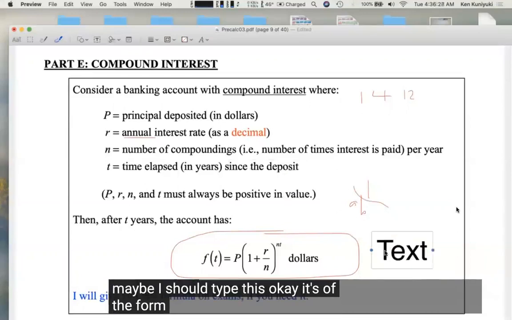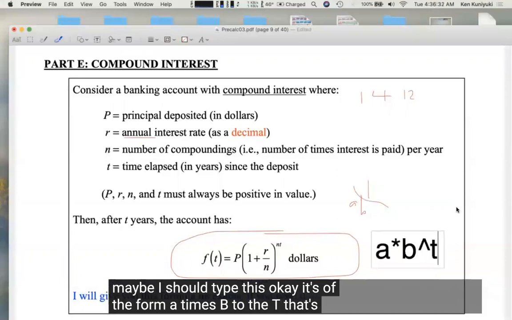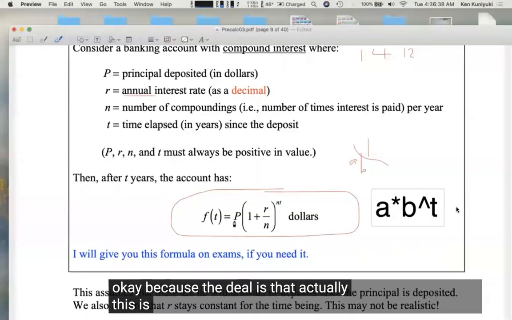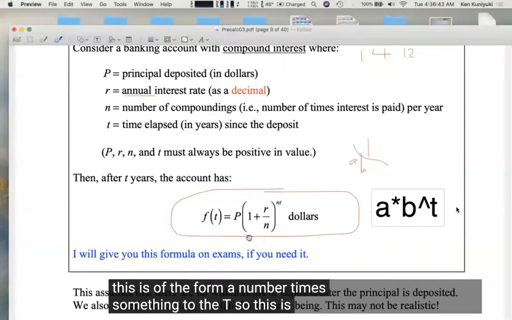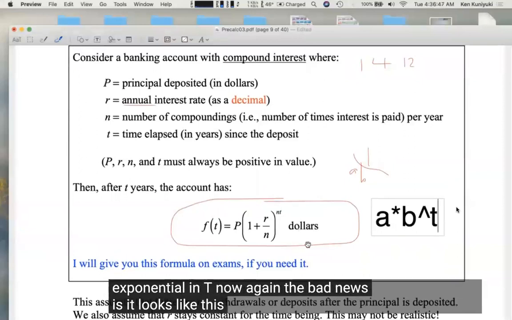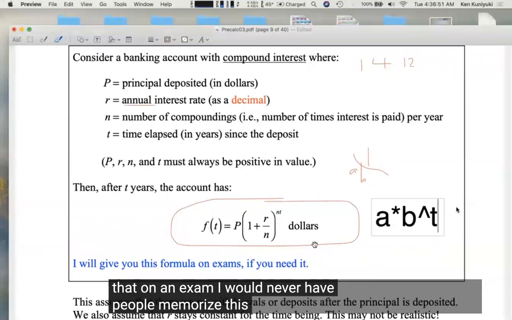Okay, it's of the form A times B to the T. That's a little bit better. Because actually this is of the form a number times something to the T. So this is exponential in T. Now again, the bad news is it looks like this. The good news is that on an exam, I would never have people memorize this.